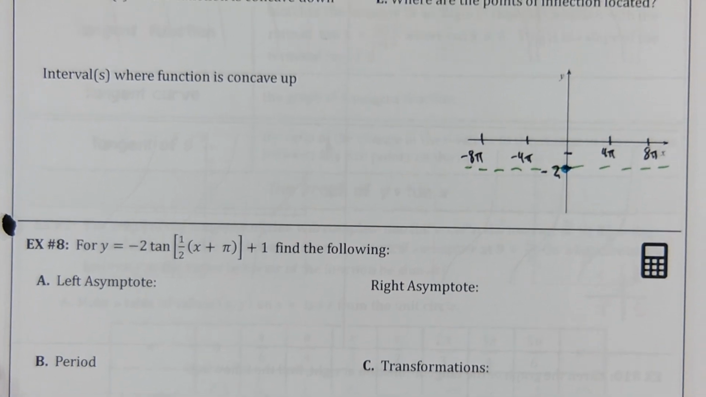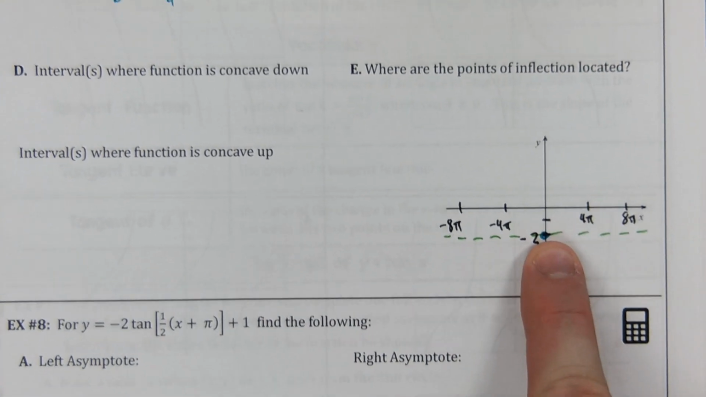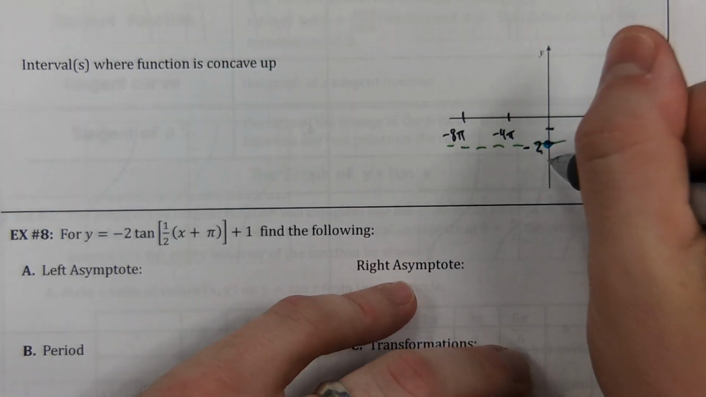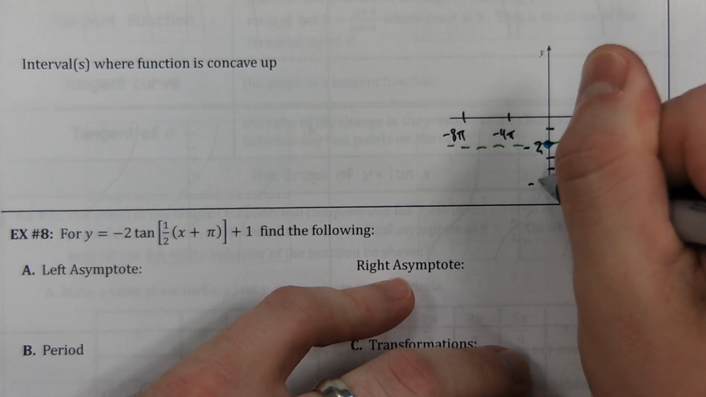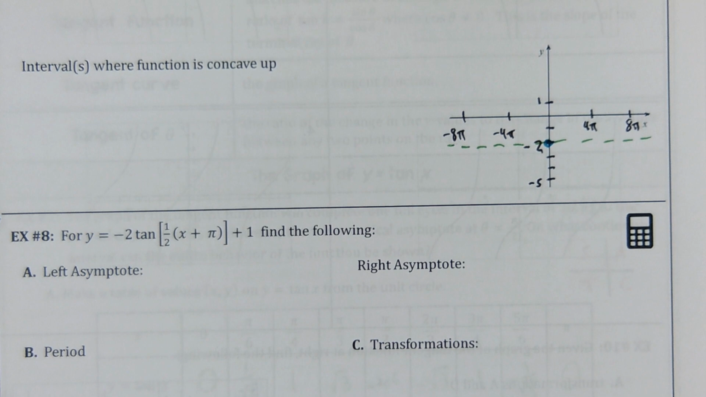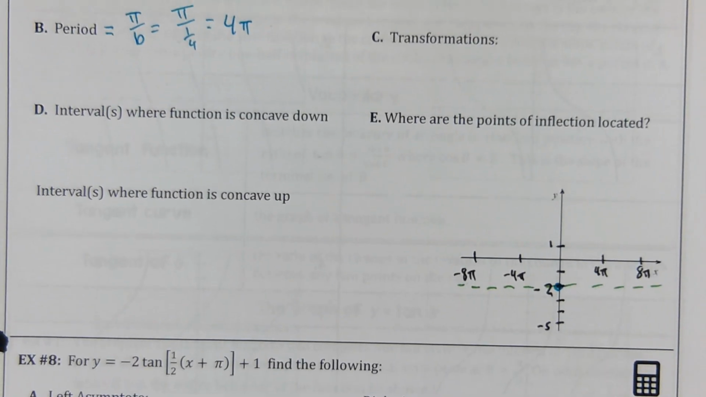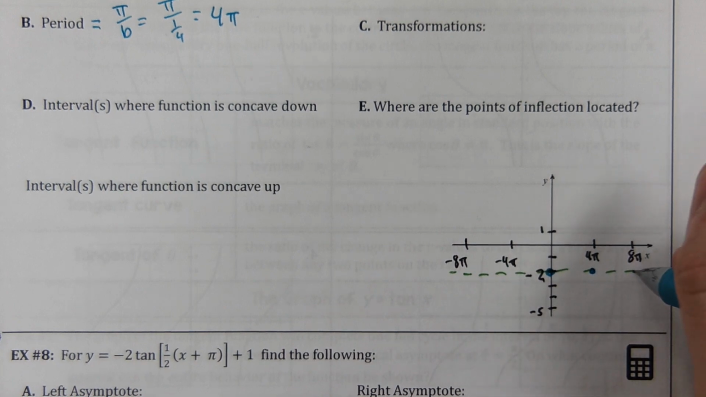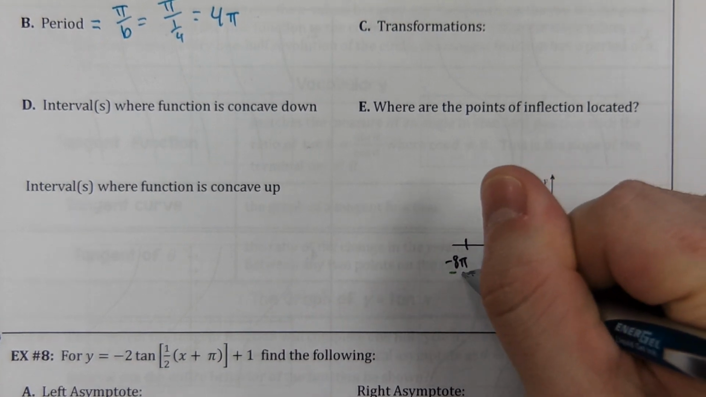One last thing. The scale on the y-axis is clearly going by ones. I need to go up 3 and down 3. There. So from 1 to -5. Those are going to be my critical y values, if you want to talk about it that way. Cool. So we know we have a period length of 4 pi. That means I'm going to find an inflection point at every 4 pi to the right and 4 pi to the left. So I've got one there, I've got one there, there, and there.